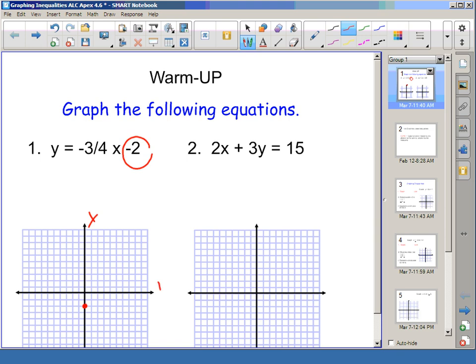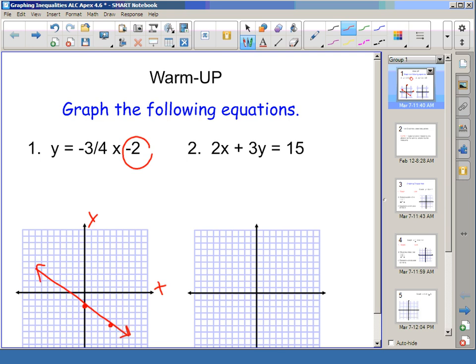Remember, this is our x down here, and this is our y, and the slope is negative 3/4. So we're going to go down 3, 1, 2, 3, over 4, 1, 2, 3, 4. You might want to do that one more time, and then it's a negative slope, so it should be going down from left to right, and it does. There you go.